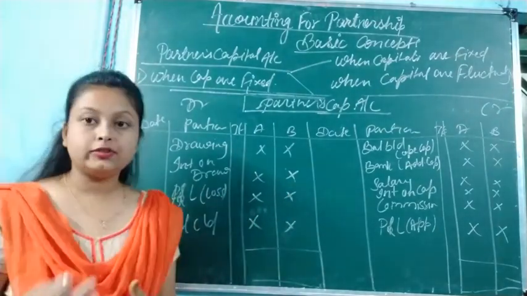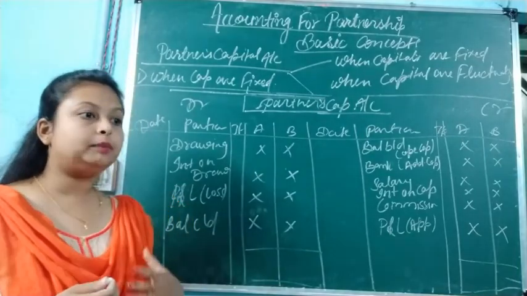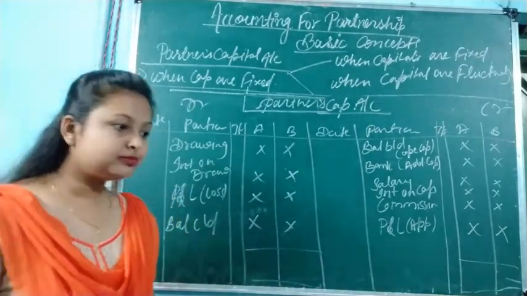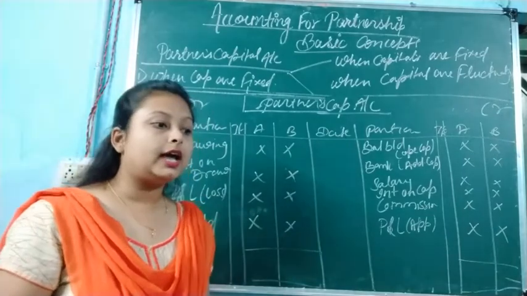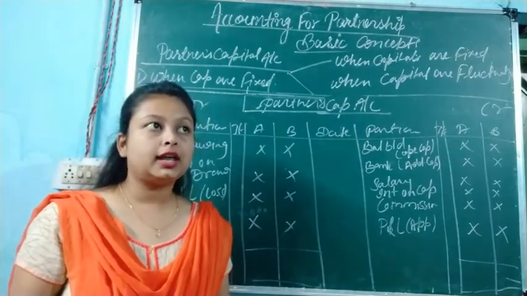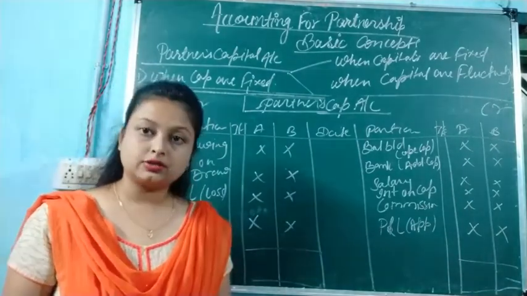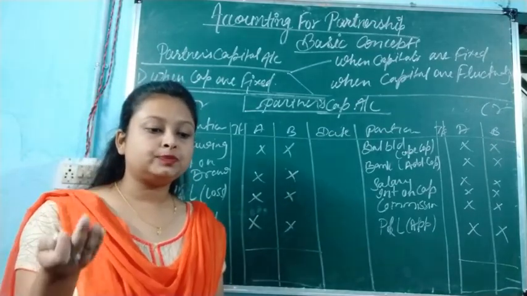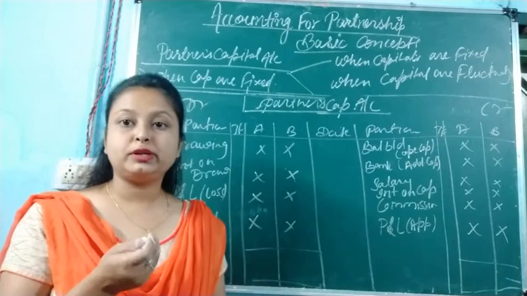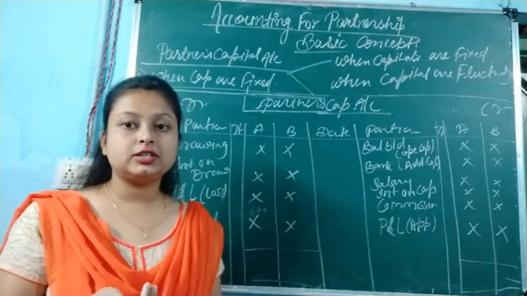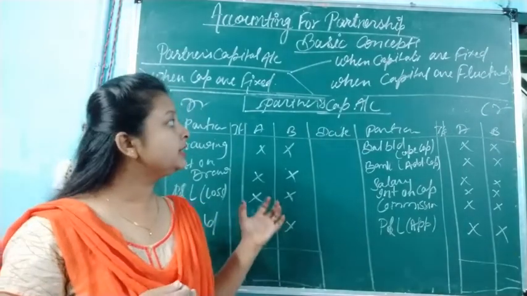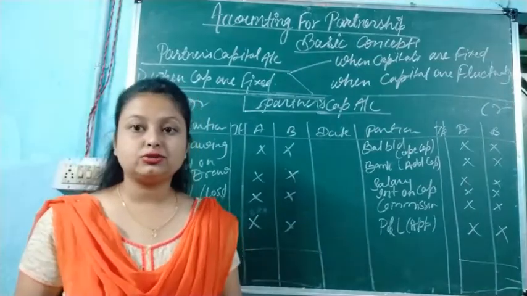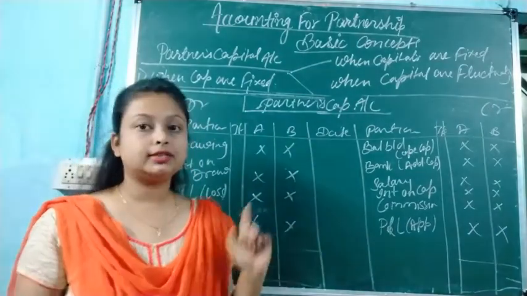In the next video, we are going to learn the P&L appropriation account. We will learn that format, and after that, one by one, the calculation of interest on drawings, interest on capital, then interest on loan. After that, the past adjustment questions and the journal entries, all these things we are going to complete one by one in the videos. I hope that all these things are clear to everyone.